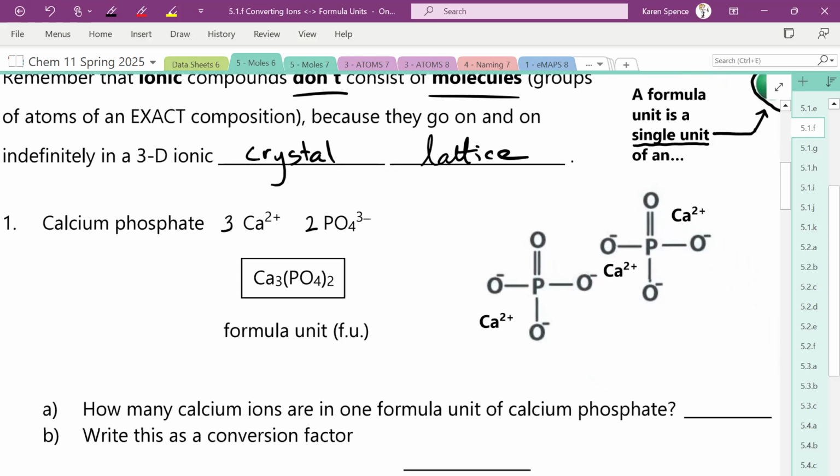And if you want to know what that looks like, it means that you have 3 calciums, calcium, calcium, calcium, for every 2 PO4s. All right, that's what a formula unit of calcium phosphate looks like. And now we're going to go through some questions. How many calcium ions are there in 1 formula unit of calcium phosphate?